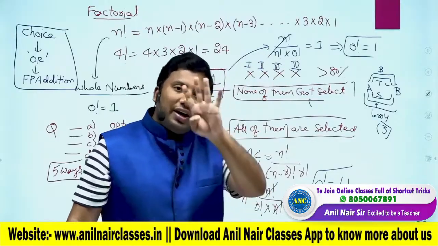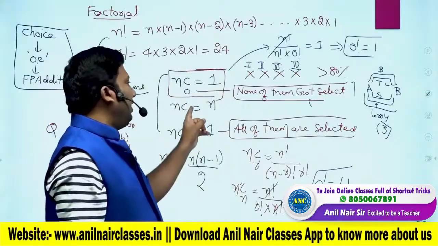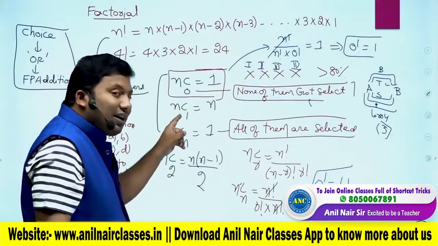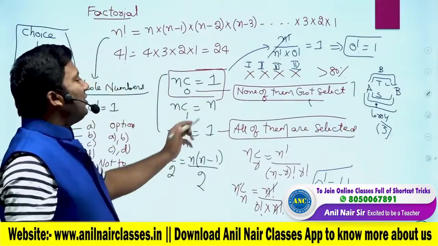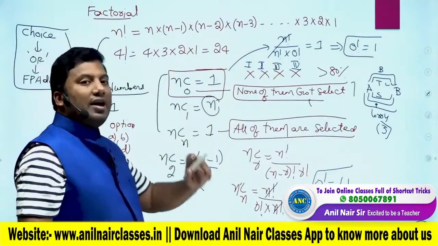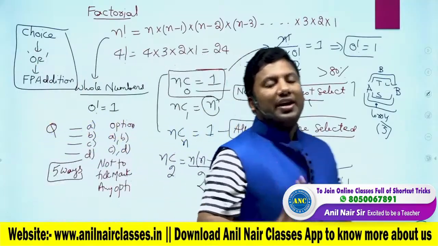If there are 4, I get 4 choices to make. If I need to select 1 out of n, I have n choices to make. The answer is n. I hope the idea is clear.